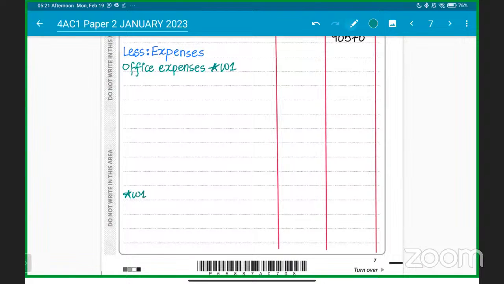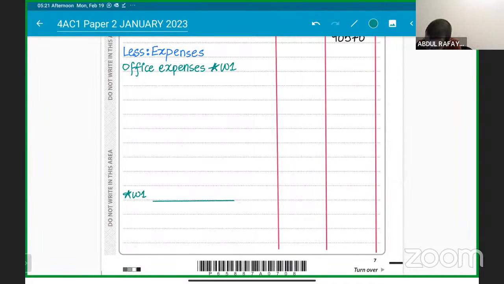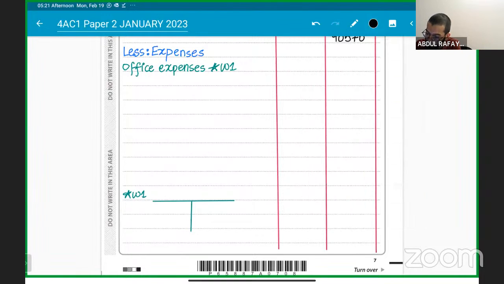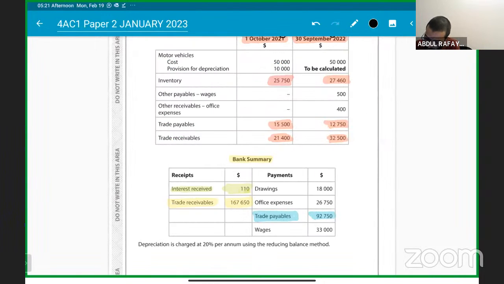So office expenses, you need to understand, if you are making a T account for office expenses, we can clearly say that office expenses are other receivables. So at the start you don't have to make the payment for the office expense, but at the end the office expenses were other receivables. An expense at the receivable end means that we have to make the payment, so you will have to add them.